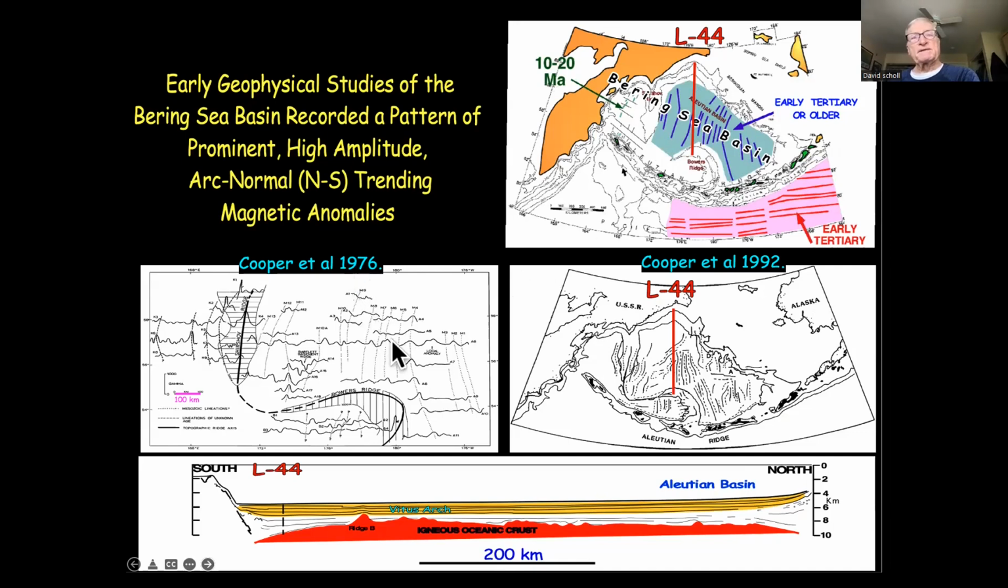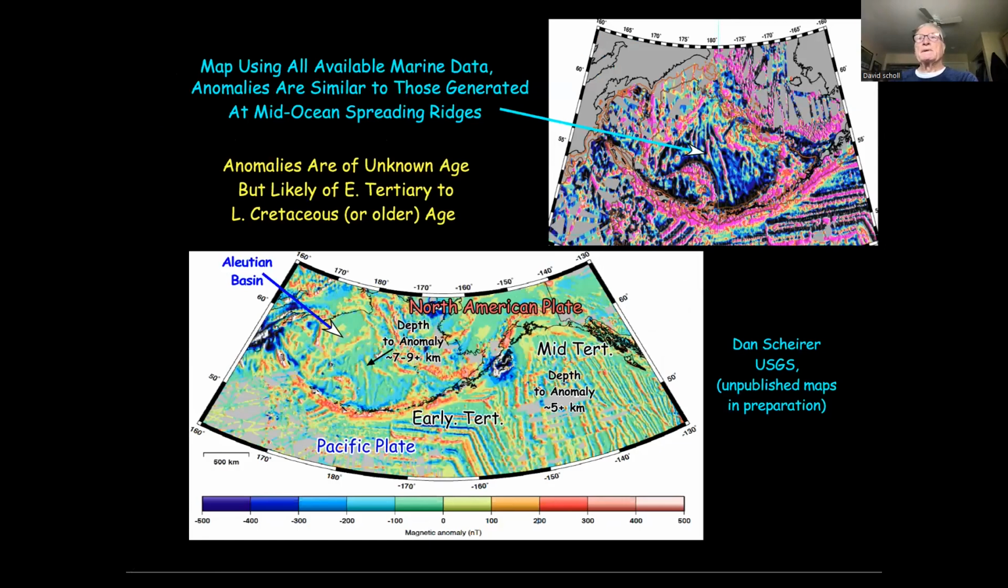Al Cooper in 1976 thought he could identify some M-series anomalies in the Bering Sea. He later changed his mind and says, no, I don't think you can, once we got a lot more data. But the north-south pattern of very bold, very MORB-looking anomalies was there, and they didn't go away. New data is now being prepared for publication by Dan Scheirer of USGS, using all available marine data that he could get his hands on.